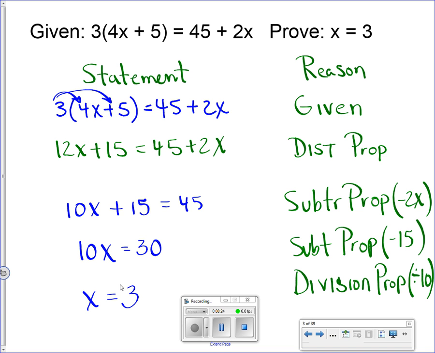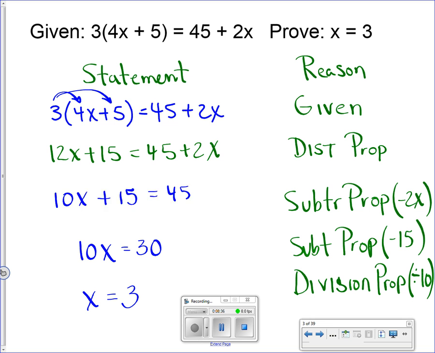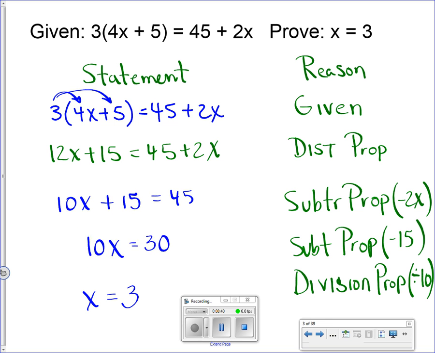I'm doing both things here. Okay? So I have this statement. If this is true, which it is because it's given, then this is true. And if this is true, then this one is true. And if this one is true, then this one is true. And if this one is true, then this one must be true.